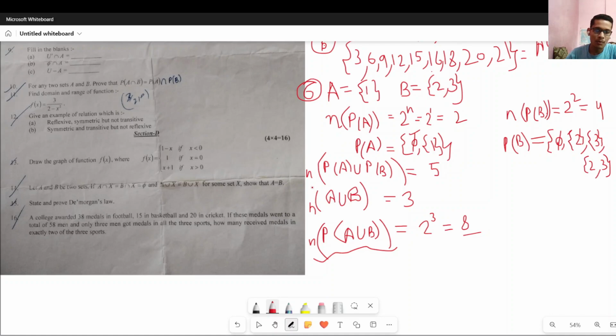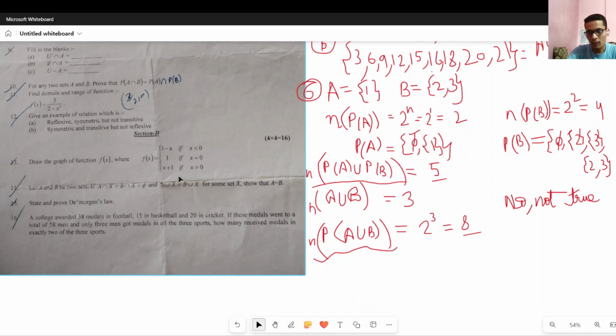But the number of elements in power set of A union power set of B is 5. Both are different. So that means the given statement is false. No, the given statement is not true, because the number of elements in power set of A union power set of B equals 5, which is not equal to the number of elements in power set of A union B.